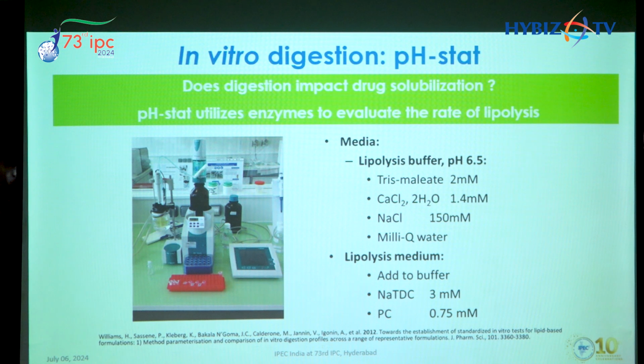So here, what they do is they just take 36 ml of phosphate buffer of pH 6.5, and they add sodium taurodeoxycholate and phosphatidylcholine, which mimics the bile salts and the pancreatic juices, and the solubilization capacity of your formulation is tested, and this helps to establish a good in vitro in vivo correlation for the formulation.